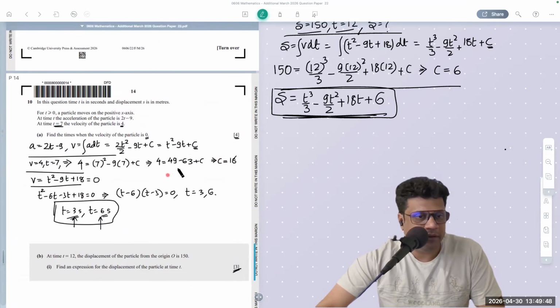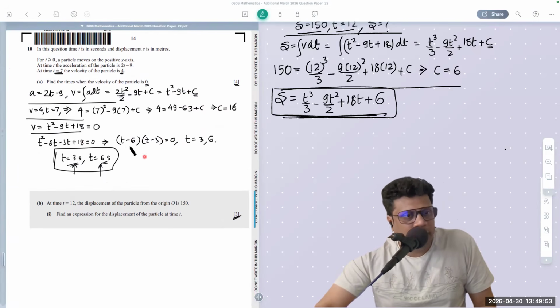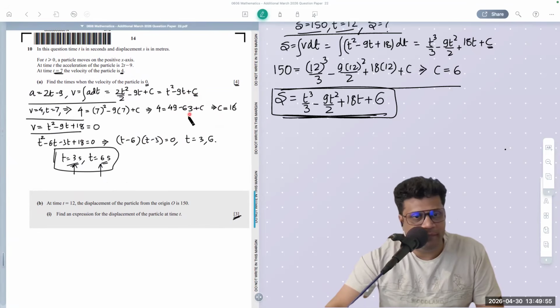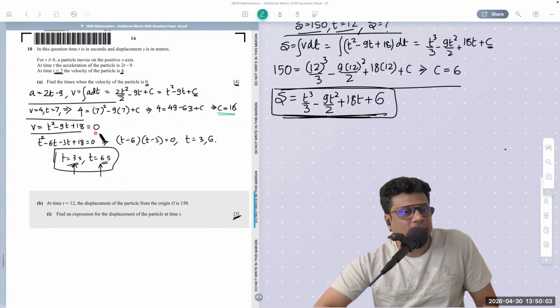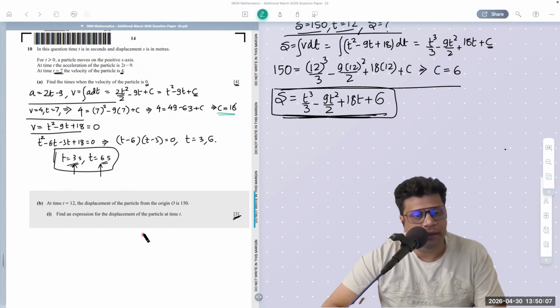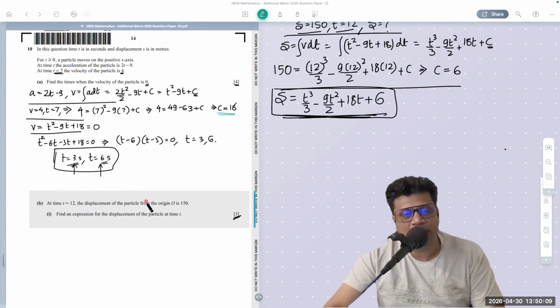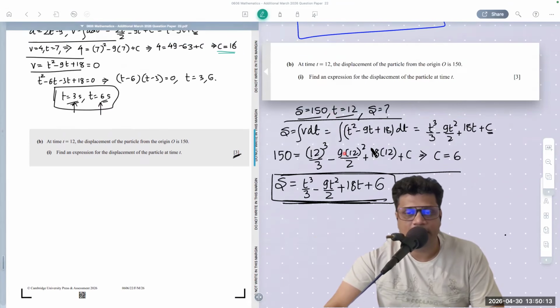So what can we do here? Tenth question, you should be good with the algebra part here. There was a 49 minus 63, that's a negative 14. Take it to the other side, comes out to be 18. So one silly mistake here can cost you a lot. And find an expression for the displacement of the particle. This was the question and solution of it.